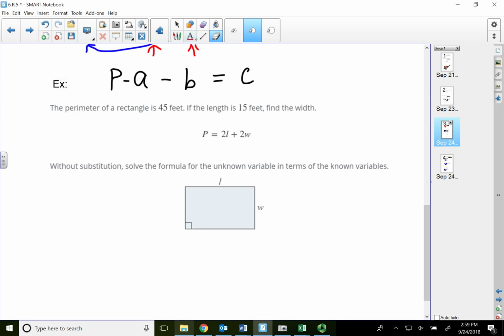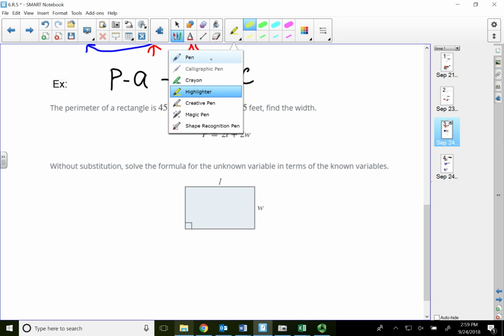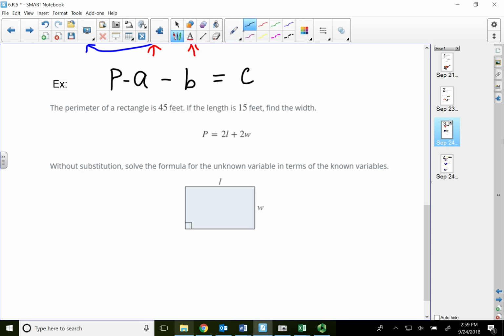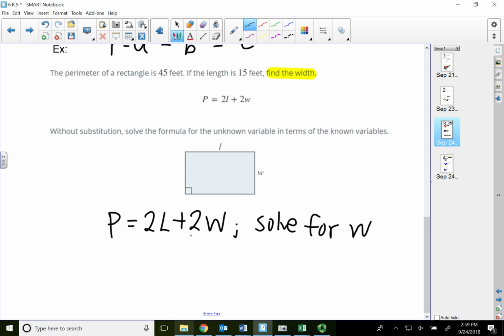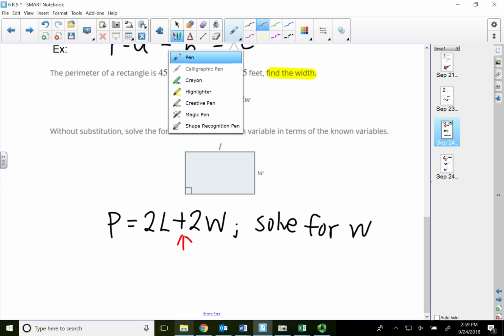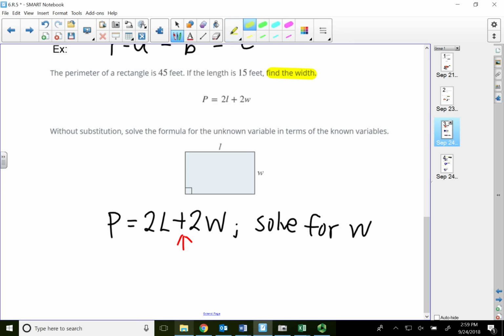All right, this formula is the perimeter of a rectangle. The problem wants me to find the width, so I'm solving for W. So P equals 2L plus 2W, solving for W. All right, let's take a look. The plus sign, outside the parentheses, separates two terms. On the other side, P is another term. So this whole equation has three terms. None of the three terms has parentheses, so there's no distribution. These two terms on the right are not like terms, so I cannot combine them.